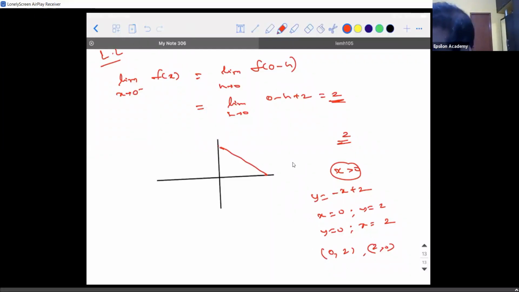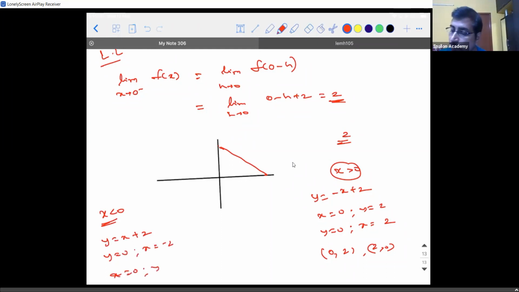Similarly, for x less than 0, what will happen? y is equal to x plus 2. y is 0, x is minus 2. x is 0, y is 2. So it will be something like this. Okay, actually it should be like a symmetric graph and an open circle here. The open circle represents that there is no function value existing at that point, but that doesn't mean it is discontinuous. Okay.